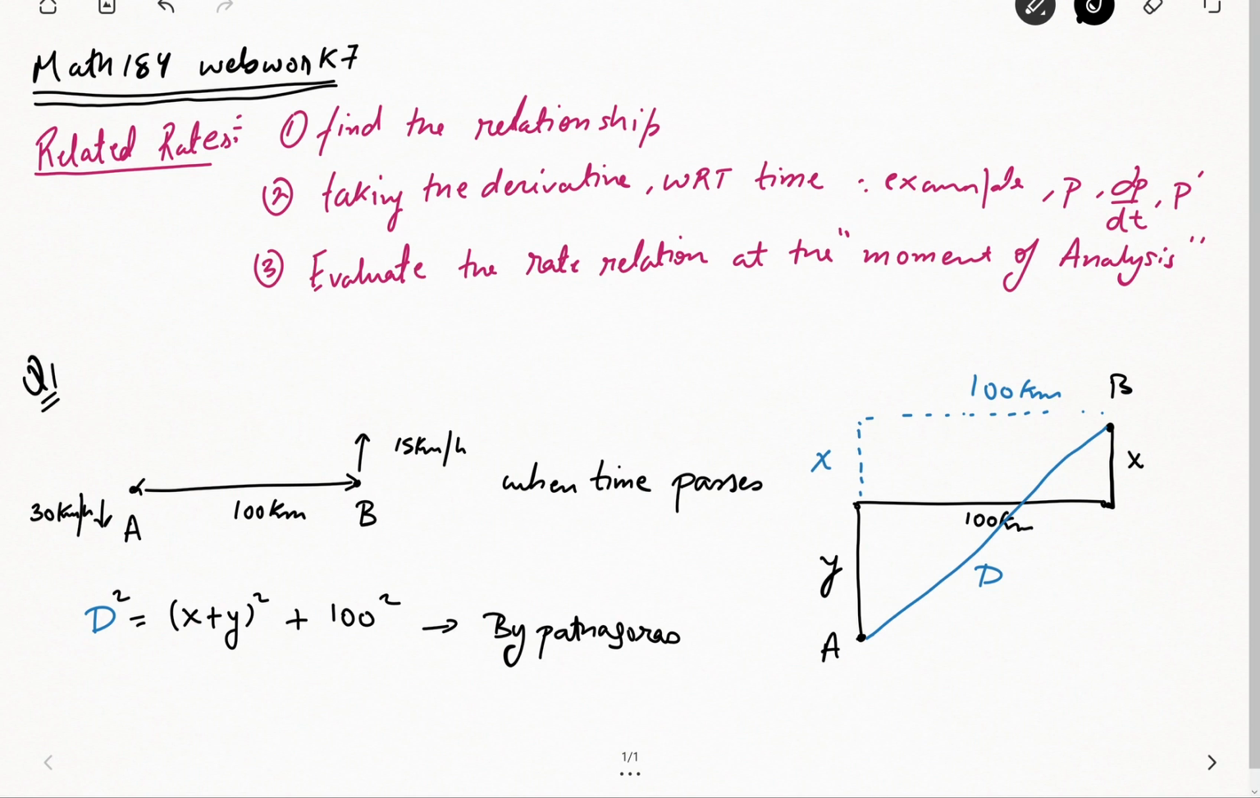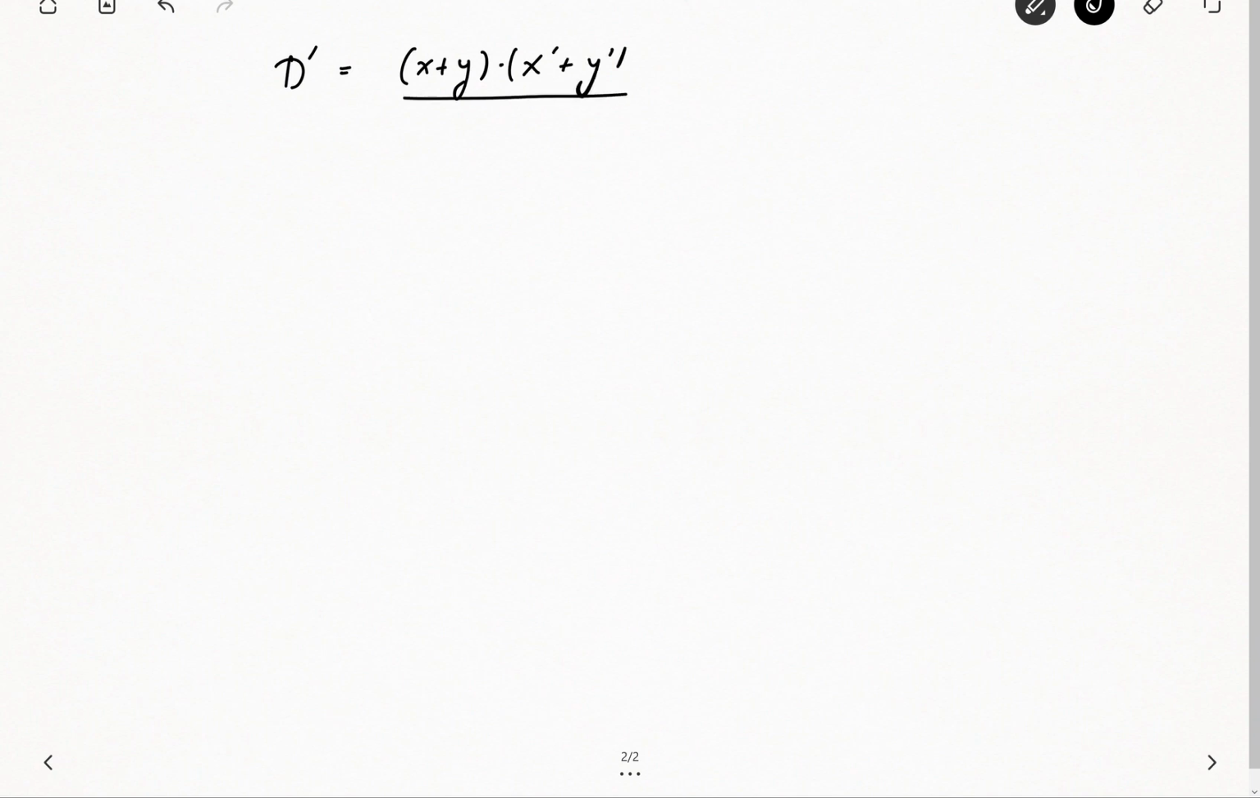You take the derivative of that with respect to time, and you get 2D D prime. And here you'll be getting 2 times (x plus y). Now because of the chain rule, it's going to be (x prime plus y prime), and then plus 0 for the derivative of 100. You cancel these 2's, and if you isolate for D prime, because that's what we're actually looking for, D prime will just be (x plus y) times (x prime plus y prime) divided by D.